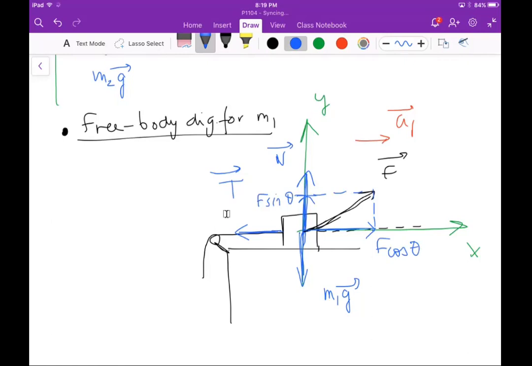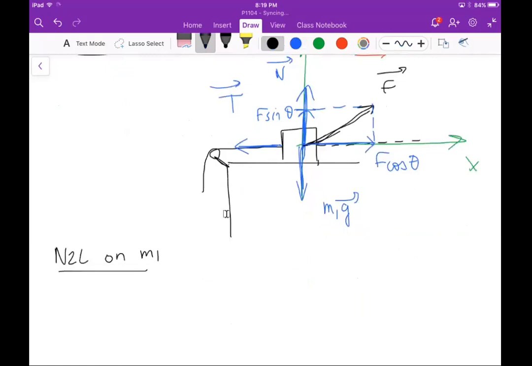And let's actually put Newton's second law. So Newton's second law on M1. Okay, start with the y-axis. Sum of Fy is equal to M1 A1y. The block is not moving along the y-axis, so this is simply zero. And so we can conclude that we have plus N plus F sine theta minus M1G is equal to zero. This is the first equation that we get out of M1.